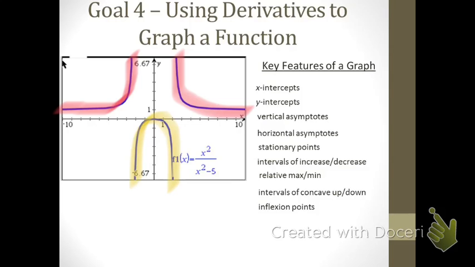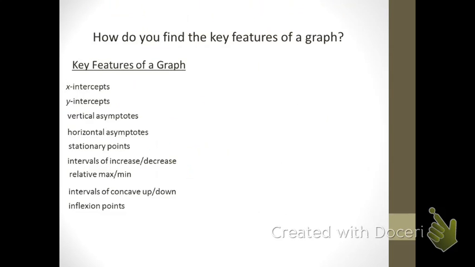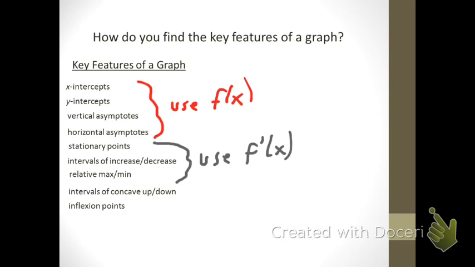All right, now a quick summary. Whenever you're trying to find these key features, you're going to use the original function f of x to find those first four things. You're going to use the first derivative of the function to find the stationary points, the intervals of increase and decrease, and the relative maximum and minimum values. Last part for now, at least: you're going to use the second derivative to figure out where the graph is concave up or down and where the concavity changes. In other words, the inflection points.